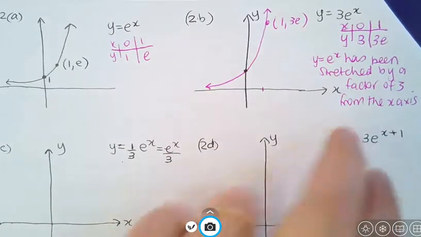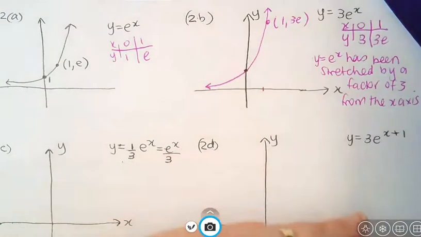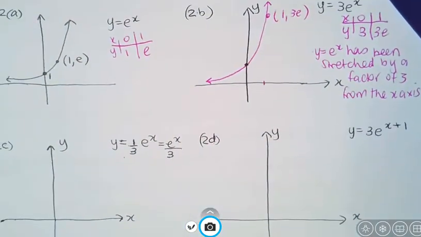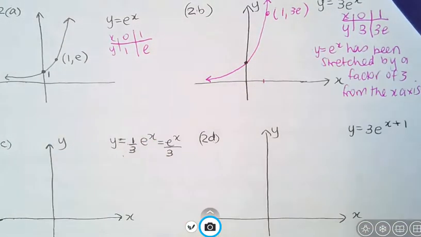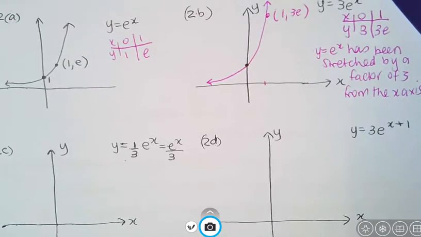Or you could say it's been stretched vertically. So it's been stretched by a factor of 3 from the x-axis. All right, stretched from there upwards. Got it? The next one, y equals e to the x over 3, which happens to be a third times e to the x, has been, what would you say? Instead of stretched from the x-axis, it's been compressed.